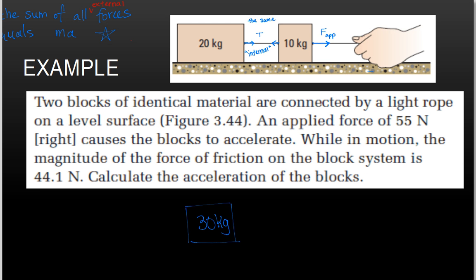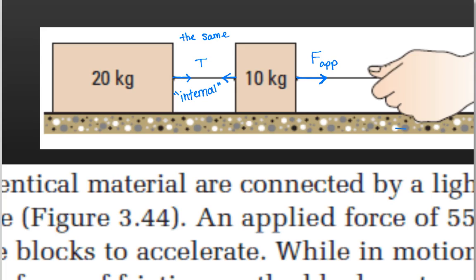So then if I was to finish off the reading here, there's an applied force to the right, causes the blocks to accelerate. While in motion, the magnitude of the force of friction is given here. Calculate the acceleration. So my force diagram needs one more force pointing the opposite way. Where would you put that? Yeah, where would you put friction? On the right, up top, on the left? On the left? Okay. And we call that force of friction.